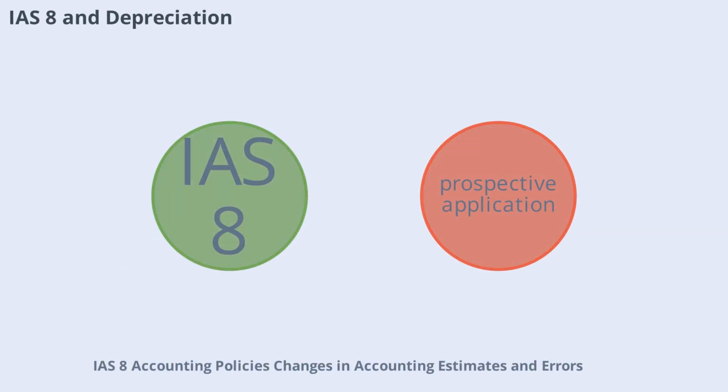IAS 8, Accounting Policies, Changes in Accounting Estimates and Errors, provides guidance on how to handle changes in depreciation estimates. When a company revises its estimates, the changes are applied prospectively. This means only current and future depreciation expenses are affected, ensuring that financial statements remain consistent and comparable over time. Understanding IAS 8 is crucial for anyone involved in asset accounting.